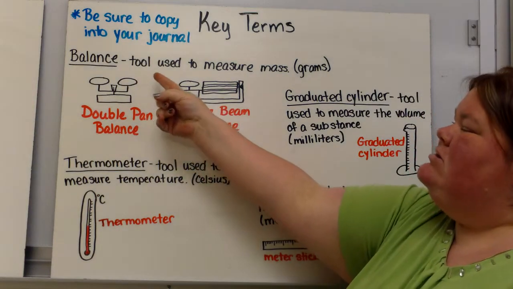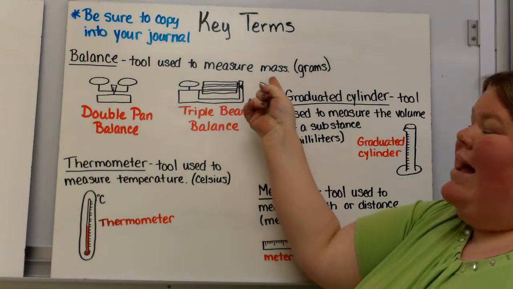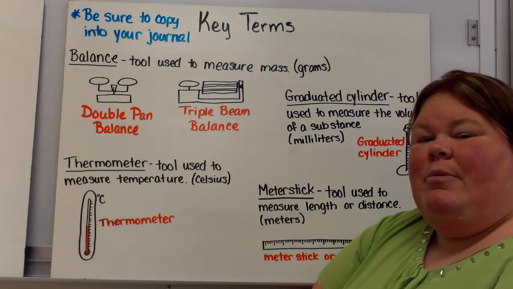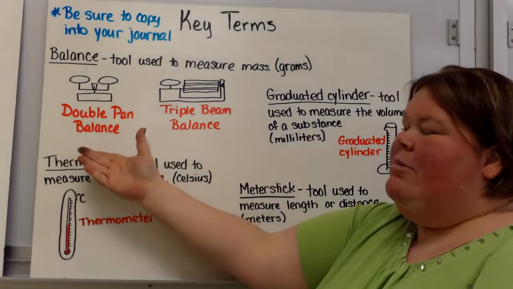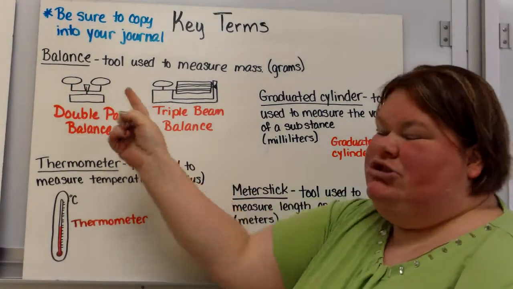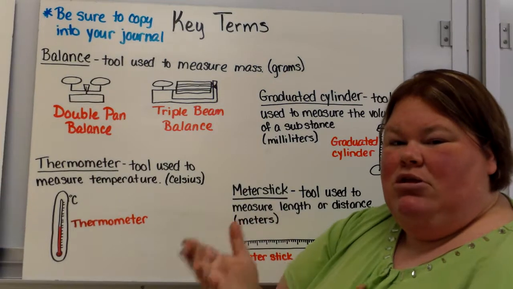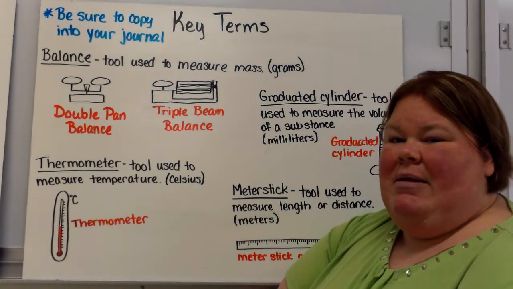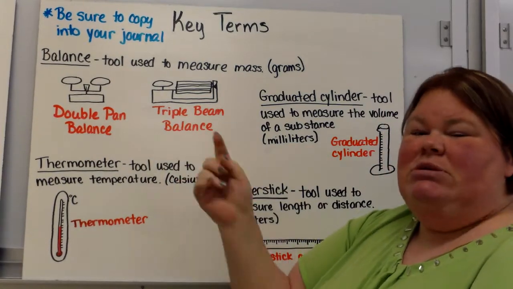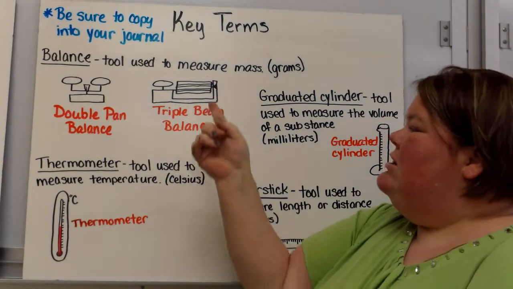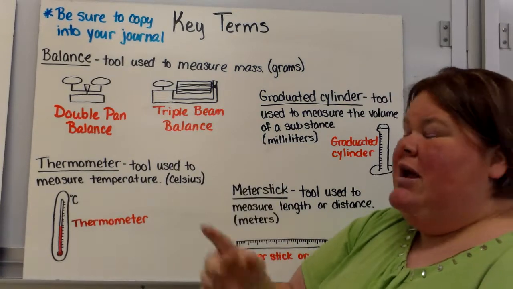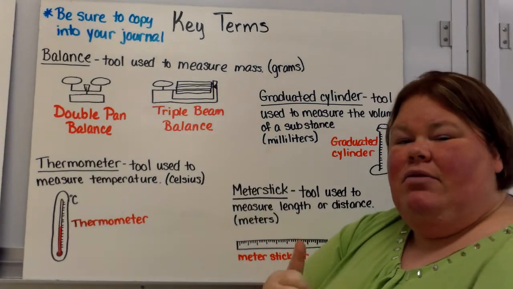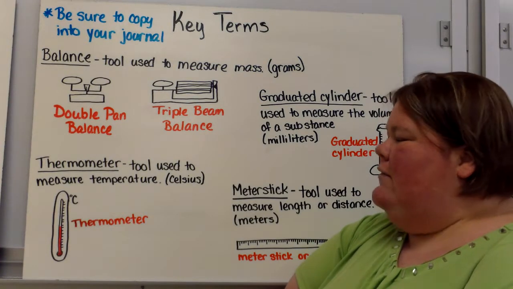We use a balance, which is a tool used to measure mass, and it's always measured in grams. Now there are a couple balances that we use. We use a double pan balance, which has the two pans on each side, and you can compare objects on a double pan balance. We also use what is called a triple beam balance. This is one with 3 bars, and then you put your object on the pan. It's called triple beam because of the 3 beams on it.